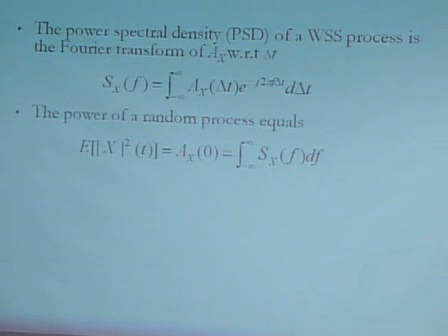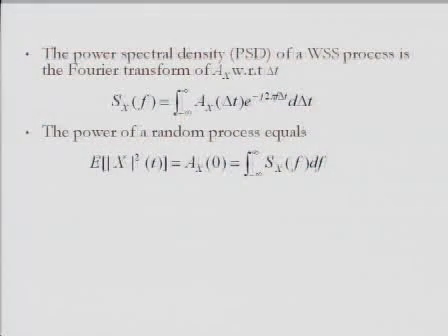The power spectral density, let's call it PSD, of a wide sense stationary process. So now we're going to restrict ourselves to wide sense stationary processes, which most of the time we'll be dealing with. The power spectral density is simply the Fourier transform of its autocorrelation, A sub x, taken with respect to delta t. So we take A sub x of delta t and take its Fourier transform, and we get a function of frequency, which is S sub x, and that's called the power spectral density. We'll be using this as well.